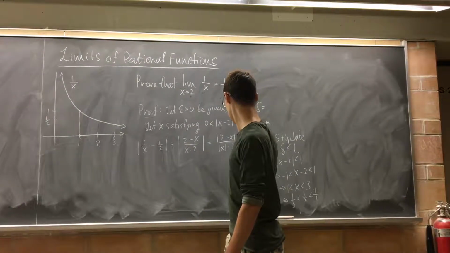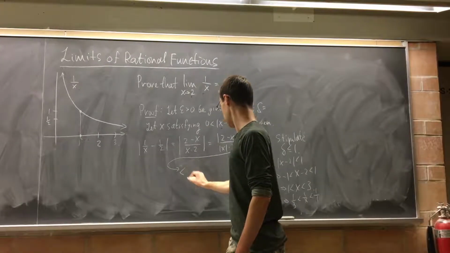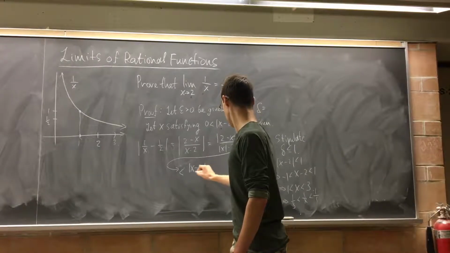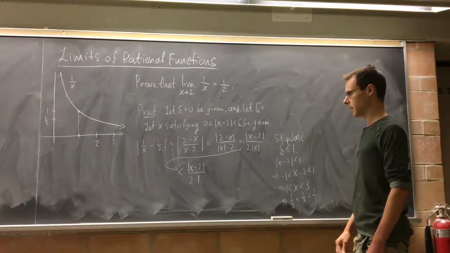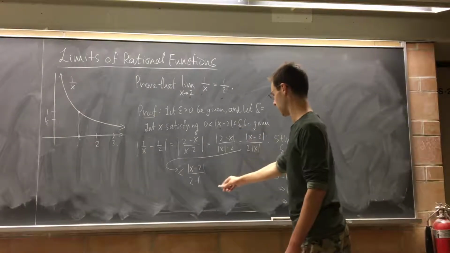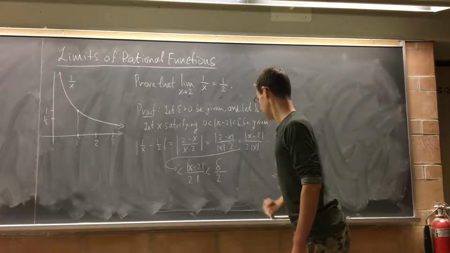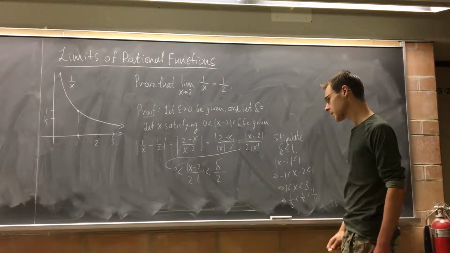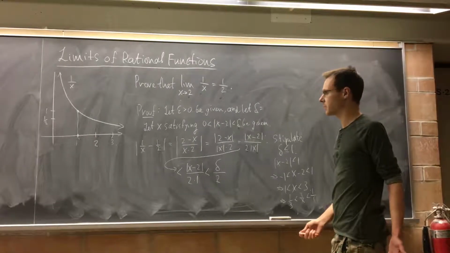All right? So let's continue over here. So this piece is strictly less than abs x minus 2 over 2 times 1. And now we're almost done. We're ready to bring in our delta. Delta comes in. 2 times 1 is 2. And now we're ready to set delta equal to, say, 2 epsilon.